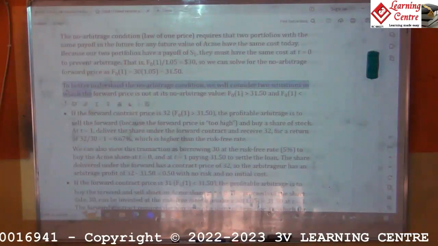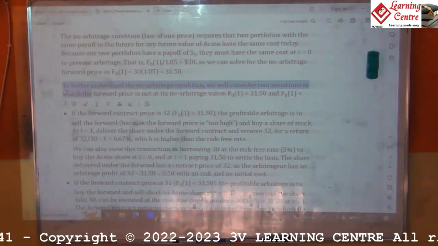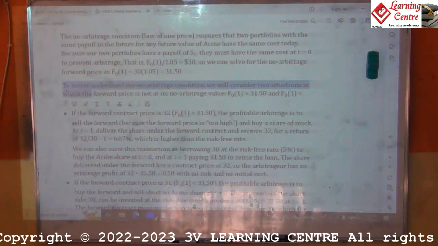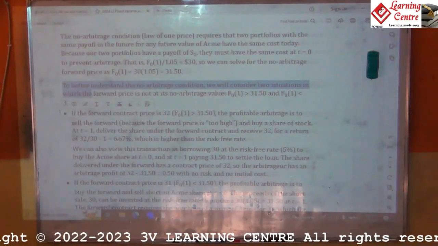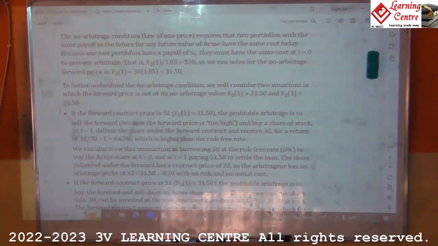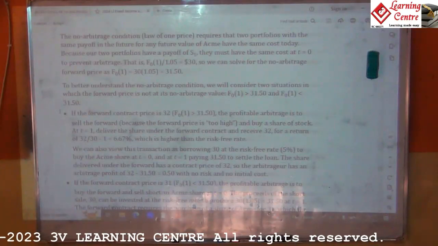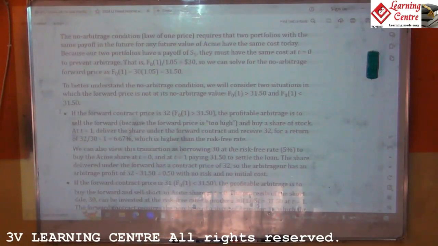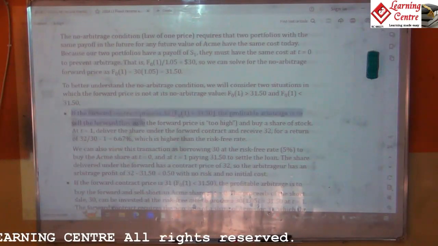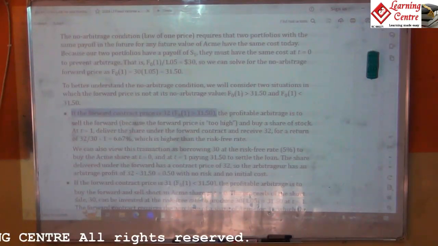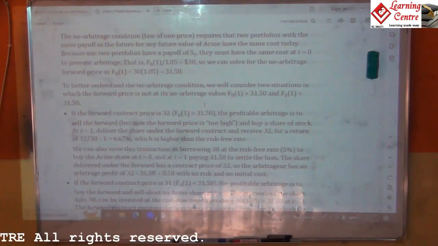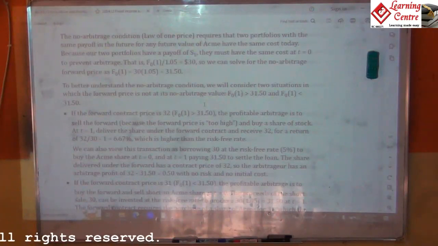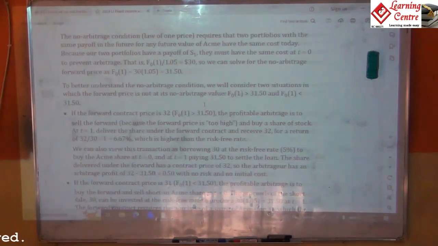So we've established that 31.5 is the price it is supposed to be priced at in the future. We now want to look at the two scenarios if it is not priced at that. Don't worry yourself about this calculation. It's just the logic you need to understand. So if the forward price is 32, meaning somebody prices the forward and says he wants to sell the forward contract, and the price that he puts the forward contract at is 32, right?